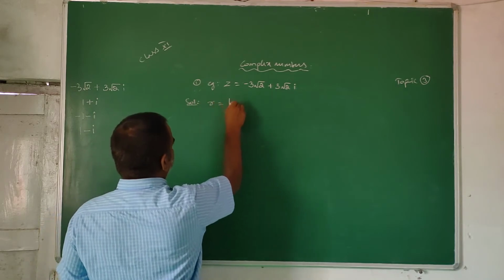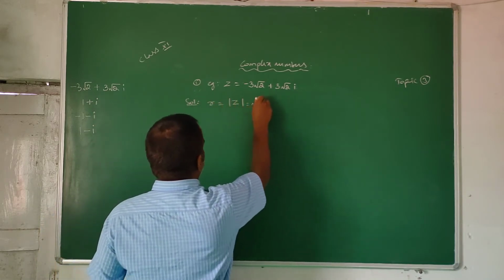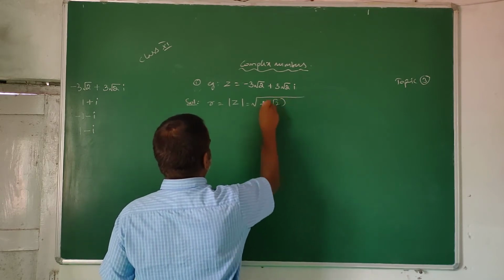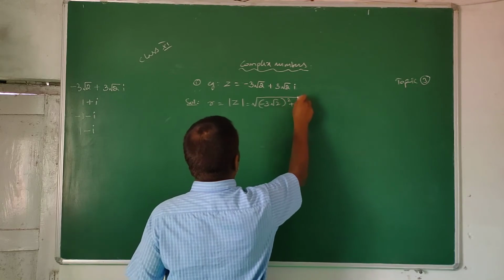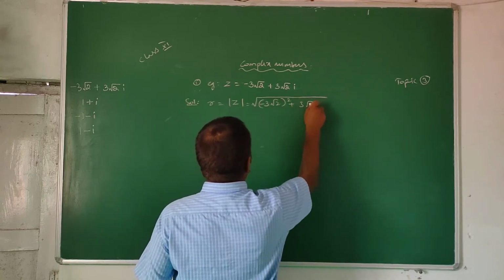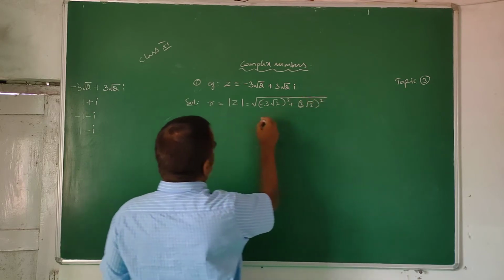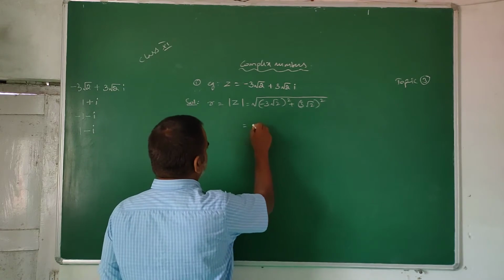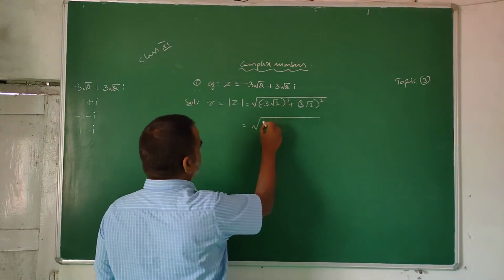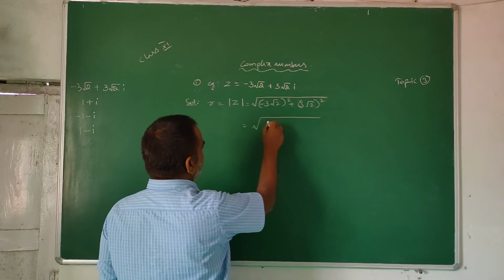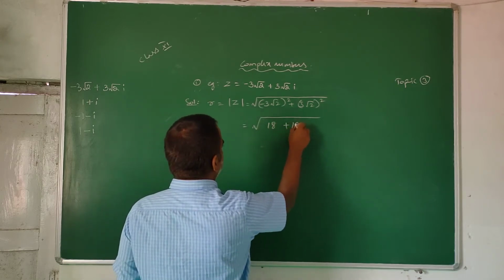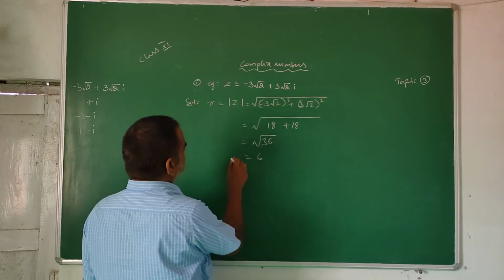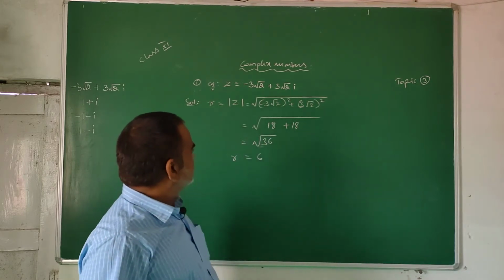r is mod z, as I just discussed. So root over (minus 3 root 2) whole squared plus (3 root 2) whole squared. Mod z is root of x squared plus y squared, right? So this is equal to root over 3 squared is 9, 9 into root 2 whole squared is 2, 9 into 2 is 18, 18 plus 18 is 36. So r is equal to 6.